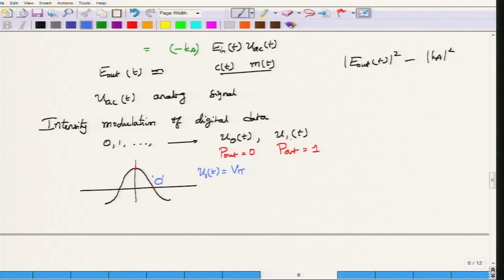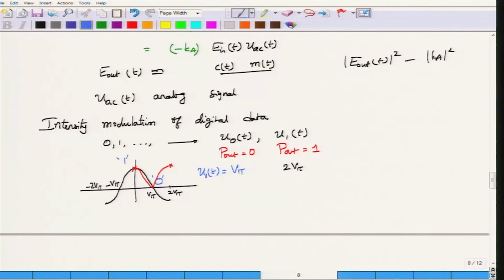Similarly, if I want to operate at the maximum transmission point, I have to choose either u1 of t as 0, or I have to choose that one to be 2 v pi, because at 2 v pi the power transfer characteristic would be going to its maximum, right. So, either I choose 0 or I choose 2 v pi. So, this is 2 v pi, this is v pi, this is minus v pi, and this is minus 2 v pi. If I choose 2 v pi, then I will be operating at the maximum transmission point and my output would be equal to 1. So, this would be my 1 bit.